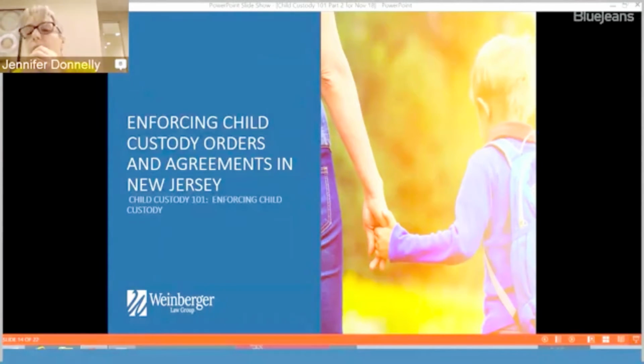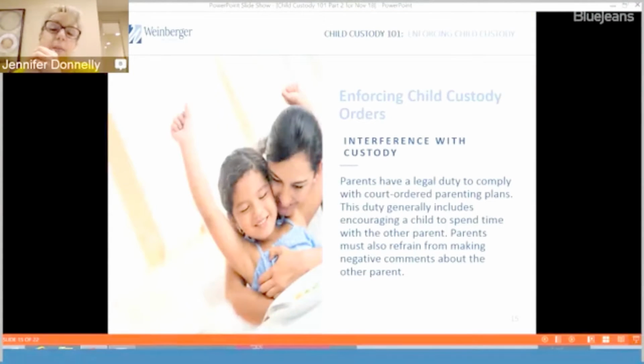One of the things that we see come up as an issue is one parent interfering with custody. Parents have a legal duty to comply with any court-ordered parenting time plan, and that includes encouraging their child to spend time with the other parent. Don't badmouth your child's other parent in front of them. Don't tell them that they shouldn't go. Don't make negative comments about your child's other parent in front of your child. It's only going to serve to harm the child. And if it gets back to the court, you're not going to be looked on by the judge very kindly.